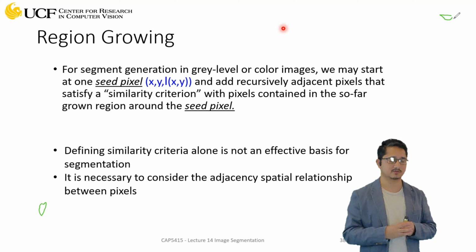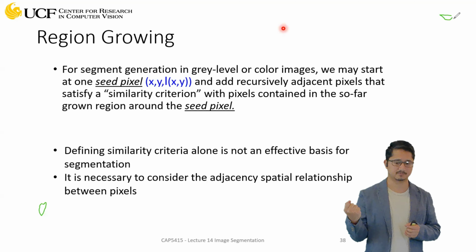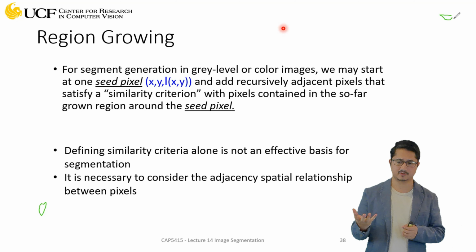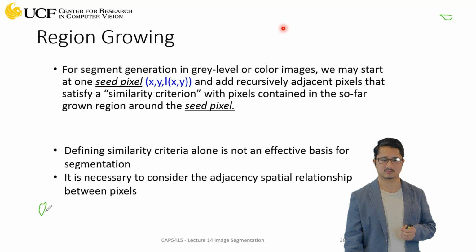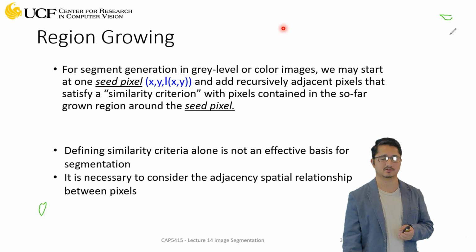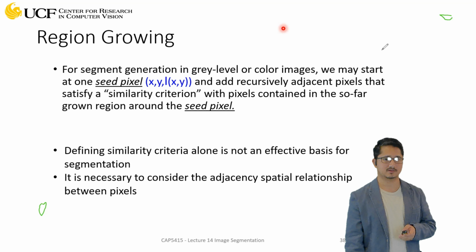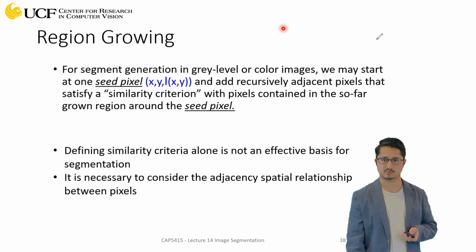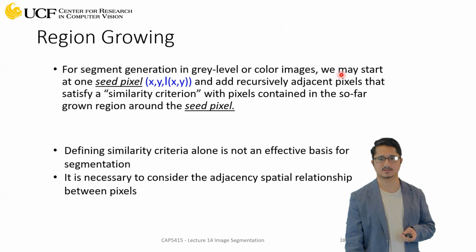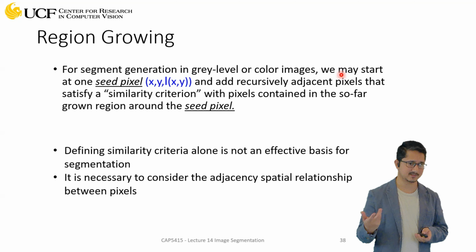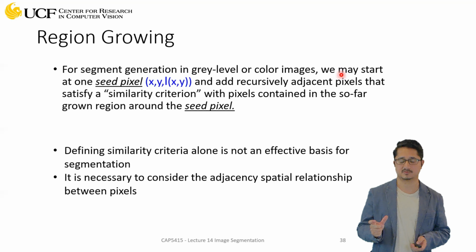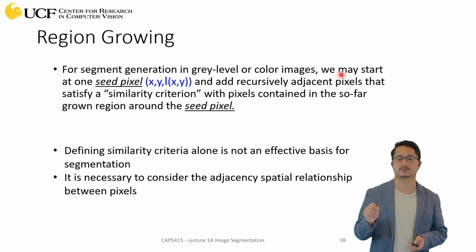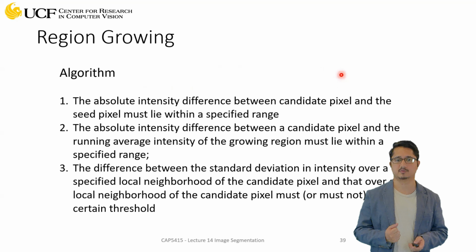To give an example from the real world, if you have an image with trees, you might have a tree on the bottom left and a tree on the top right. Of course the colors will be similar because both are trees, but they will be different segments because they are not close to each other. So the spatial relationship, or the closeness of those pixels, is also very important.